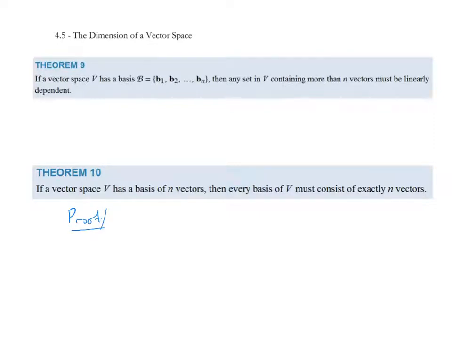Okay, so let me write out the proof. We're going to talk about two different bases. We're going to say let B1, our first basis, be a basis of V with n vectors, and, sorry for the terrible handwriting, B2, another basis, be any other basis of V. And what we're going to show ultimately is that they have to have the same number of vectors.